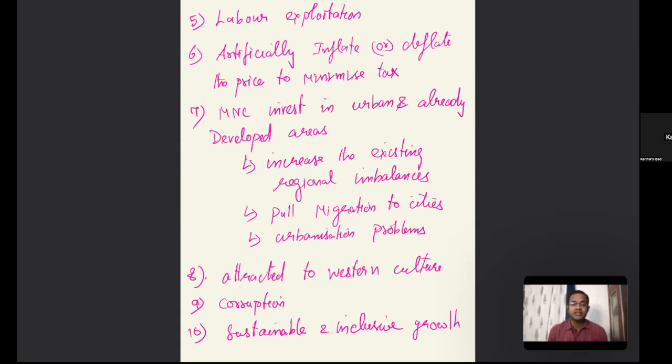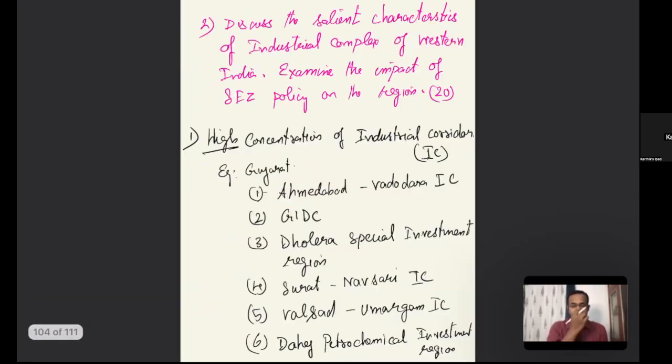It further increases. Because the MNCs are present in the urban areas, a large amount of migration takes place to the cities, and associated with it are increases in the cost of land, urbanization problems, slum issues, all of which have been there. And larger sections of the people have been attracted to Western culture, which is against the Indian set of values and traditions. Corruption, more importantly, has a negative impact on sustainable and inclusive growth. Moving to question number 2, right?